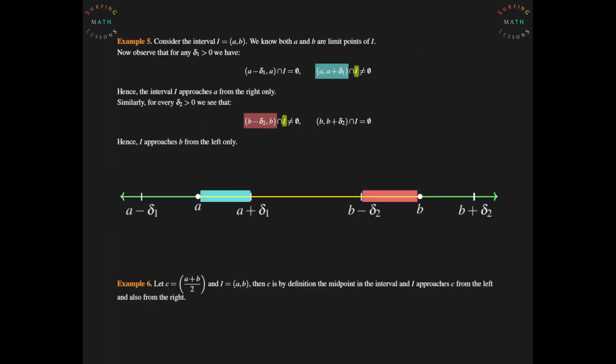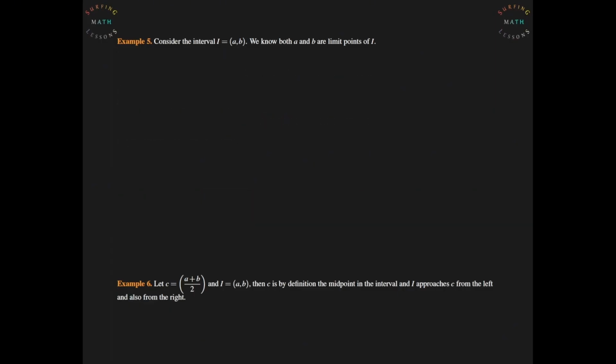Second example. Consider the point C equal to (A + B)/2, where A and B define the same open interval as in the previous example. Then, by definition, C is the midpoint of the interval I, and thus for every delta greater than 0, we have the following intersections. That is, the interval I approaches the point C from both the left and the right of C.